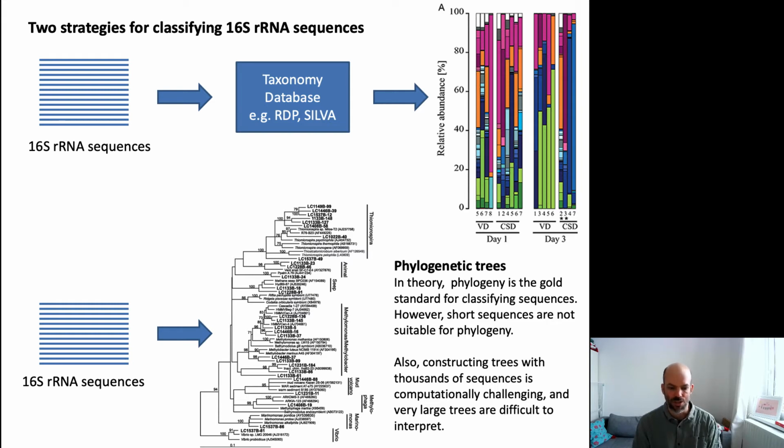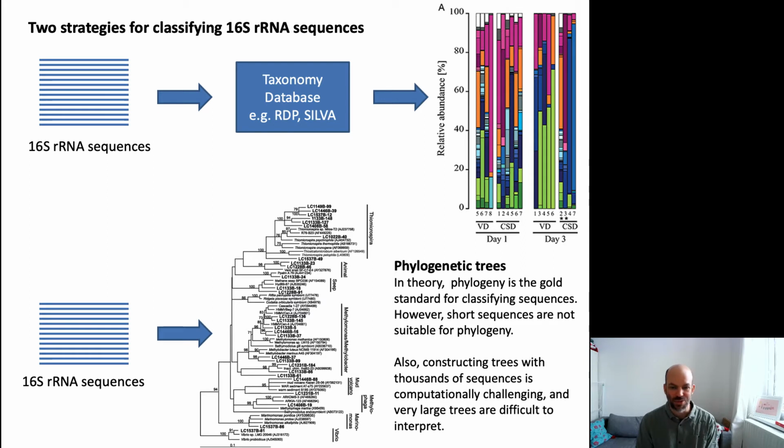The other strategy is to use phylogeny. And this is the gold standard in biology. If you've ever taken an intro biology course, someone at some point said evolution is the only way that biology makes sense, and phylogenetic trees are the way that we display evolutionary information. So evolutionary history is the gold standard to determine taxonomy.